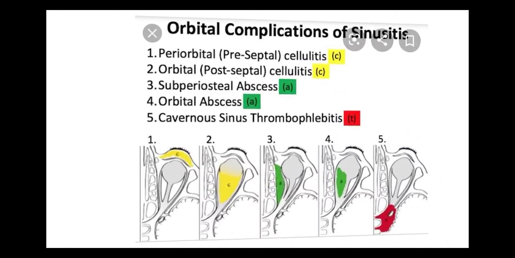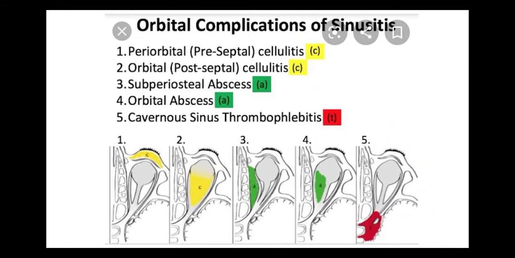Now let us have a look at what these groups are. Group 1, periorbital cellulitis, preseptal abscess. This is the septum. In front of it, an abscess, that is the preseptal abscess of group 1. Number 2, postseptal. This is the septum. Behind it, in the orbit, and this is called orbital cellulitis.